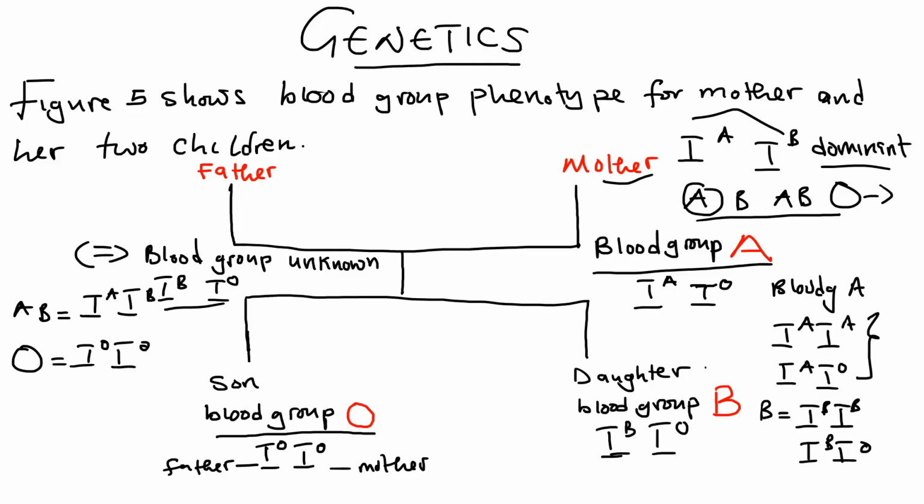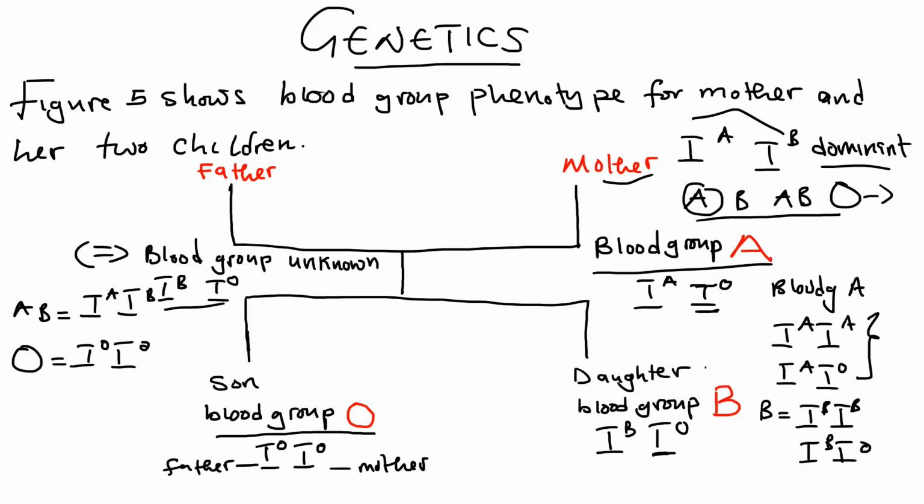Then the father, we look at the daughter. The daughter is blood group B, and we know that the mother has O. For this daughter to be blood group B, the only possible way is when the mother contributes O, which means the B is coming from the father, because these are dominant.